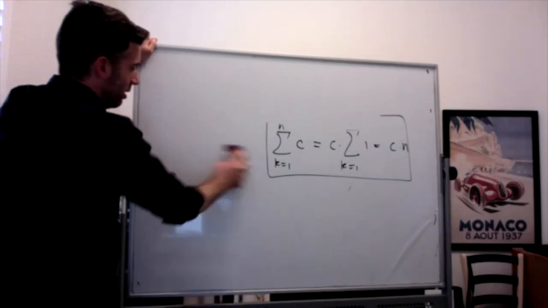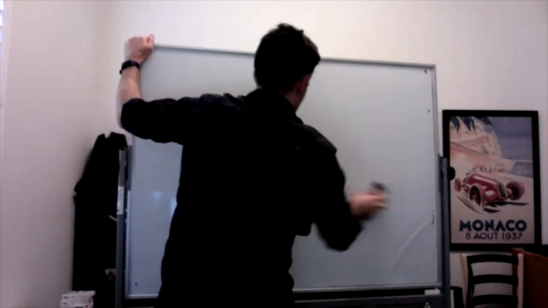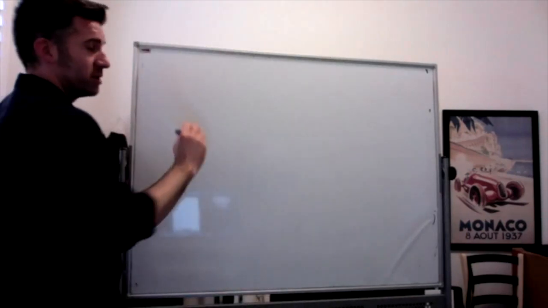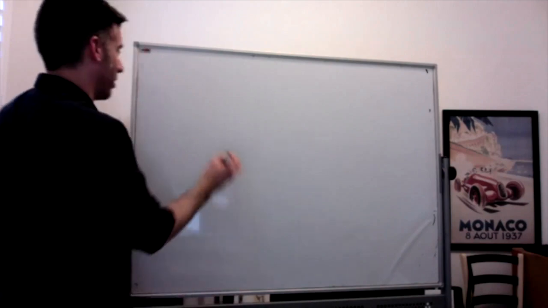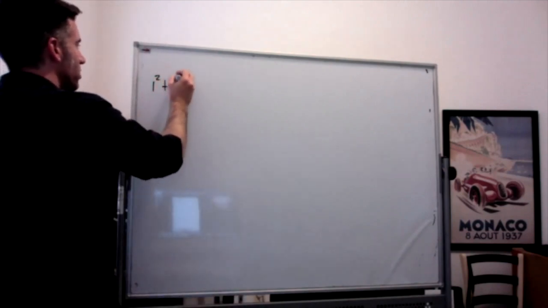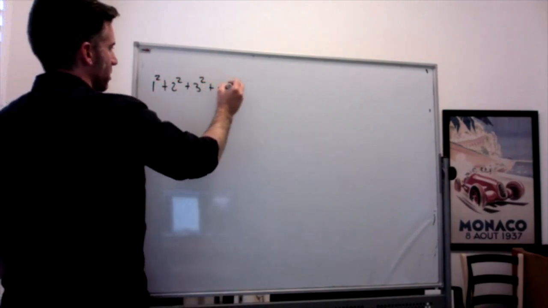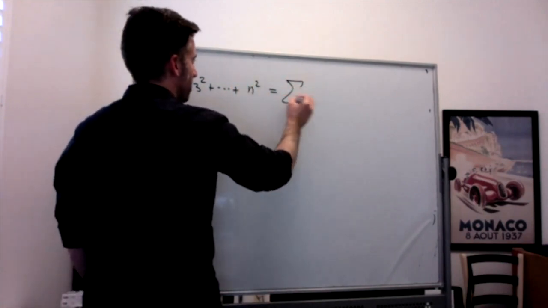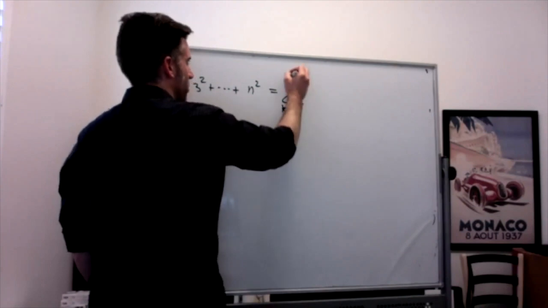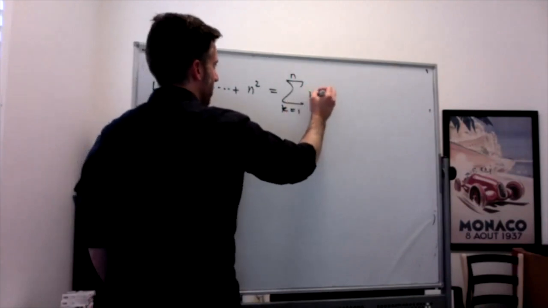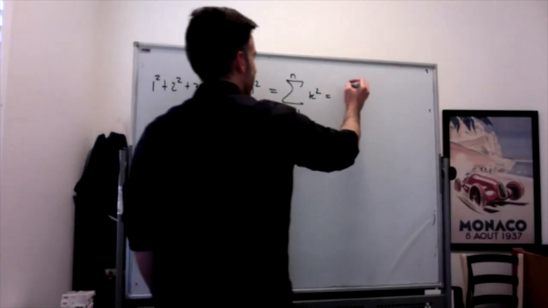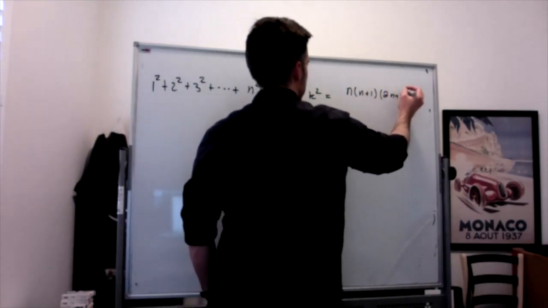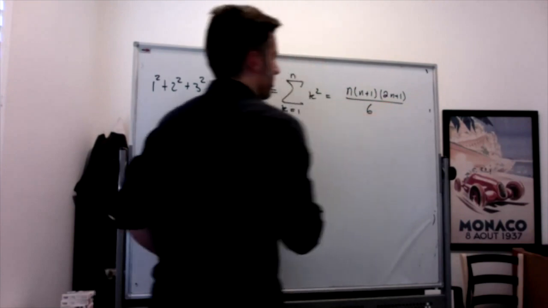So let me show you the other formulas, which are also pretty slick. The sum of the first n squares, so 1 squared plus 2 squared plus 3 squared plus all the way to n squared, which we could write as the sum from k equals 1 to n of k squared, is n times n plus 1 times 2n plus 1 over 6.